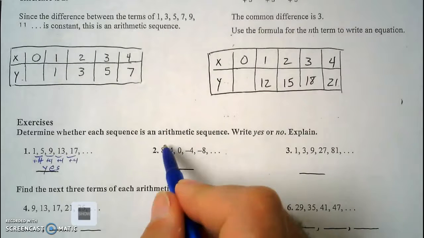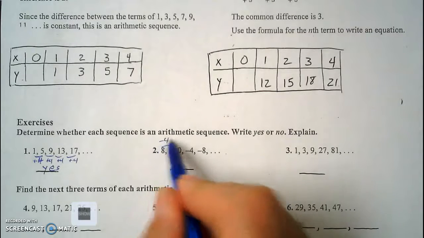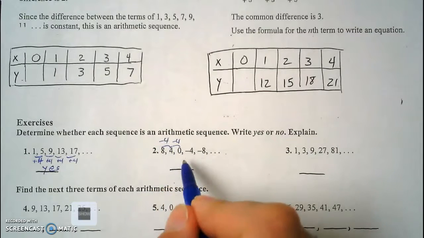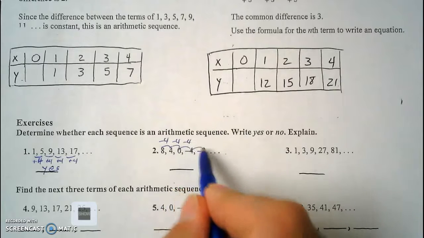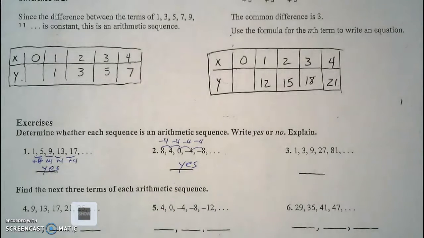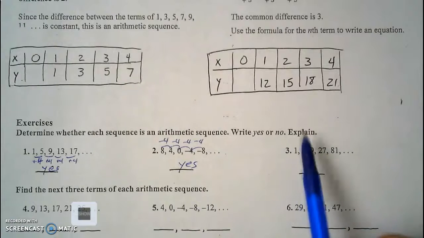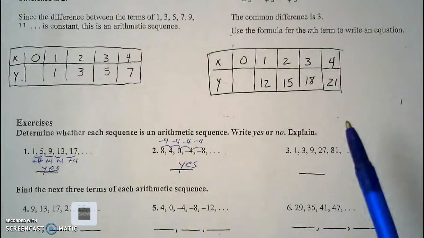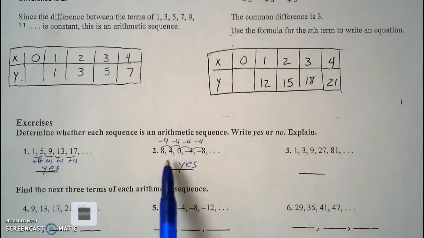Now here, going down 4, down 4, down 4, down 4. So yes, that one is also an arithmetic sequence. But we don't have to explain. The explain part is really just in the definition. It's increasing or decreasing by the same amount.